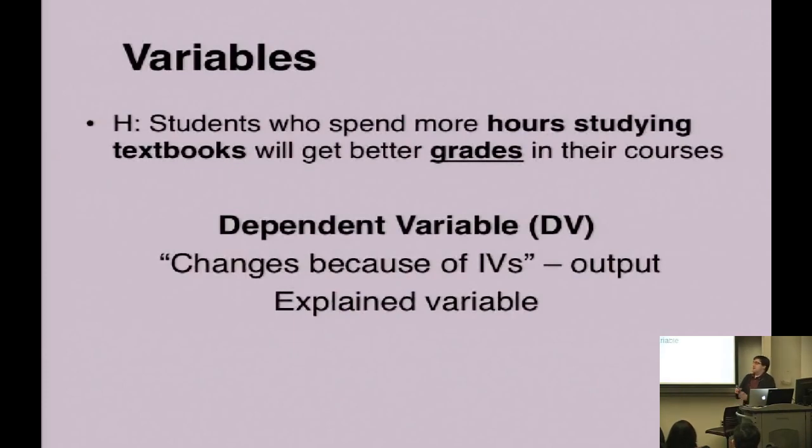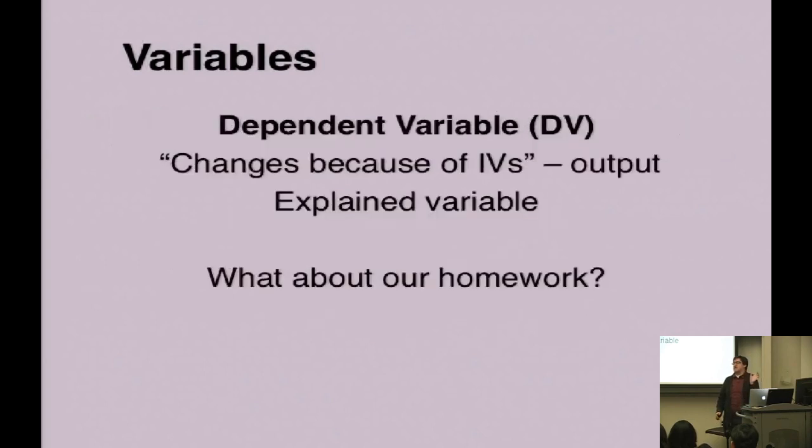So the dependent variable is the other side. It changes because of the independent variable. It's the output, in other words. And this is sometimes called the explained variable, to go with the explanatory variable of the independent variable. Pretty confusing, but think of it as the second half of your hypothesis. It's the grades in this case. So you change hours studying, or you look at hours studying and see how it changes, and the grade is what results out of that.